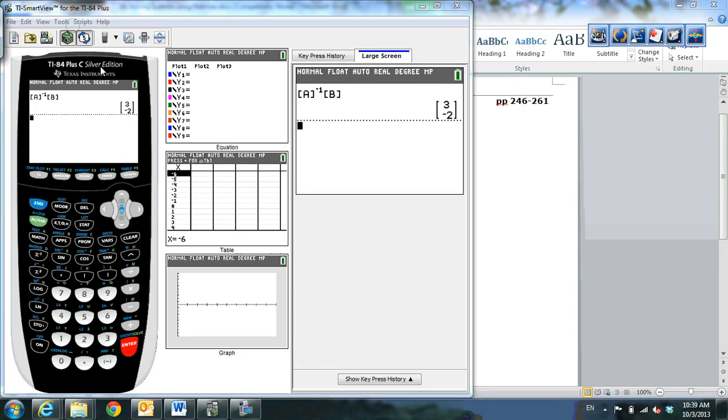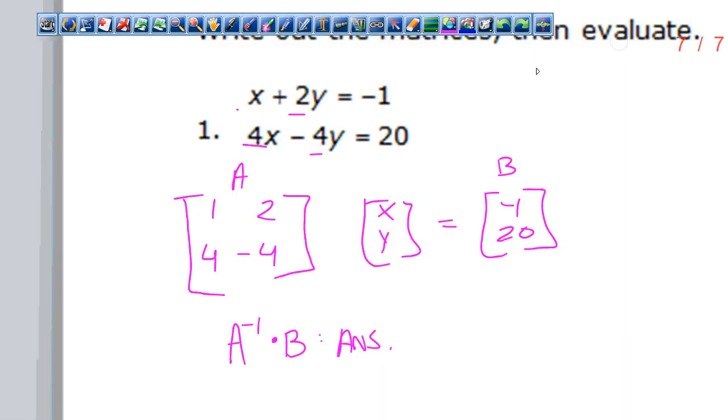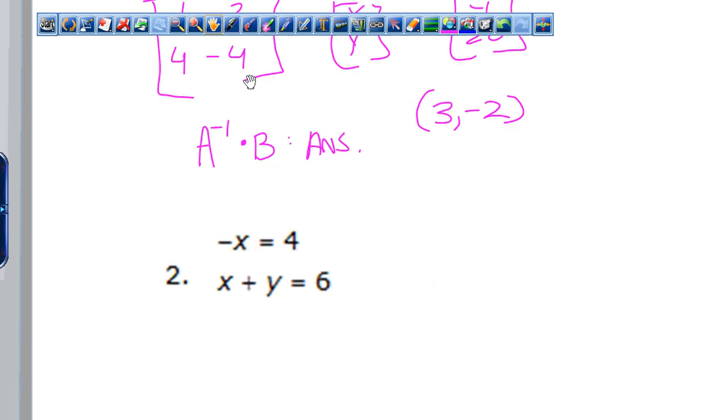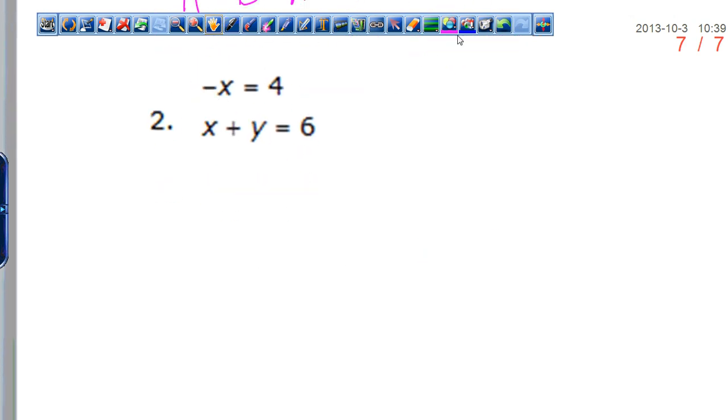And so, look back at our screen. Our answer is 3, -2. So we're going to write that as an ordered pair, 3, -2. And that's essentially the entire lesson right there. We're going to do a couple more here, and then I'll let you go.